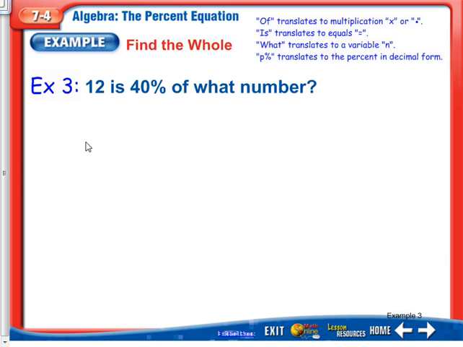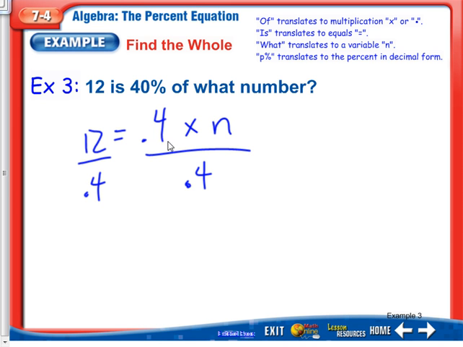Alright, so the next one, 12 "is," change it to equals 40%, so 0.4, we don't need the last 0 if we don't want it. "Of" is times what number? So I'm going to put my n in there. Again, the opposite of multiplication is division, so we're going to divide by 0.4, and remember that teeter-totter, whatever you do to one side, you have to do to the other. The 0.4s cancel, so we're left with n is equal to 30.